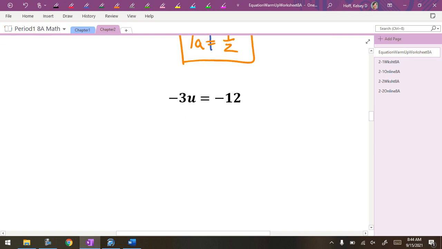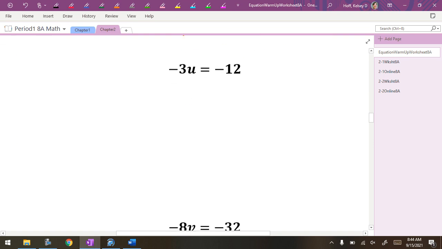Okay, I want you to do U. Go right down. I know this is kind of weird. Go straight down. Negative 3U equals negative 12. Draw the line through the equal sign.